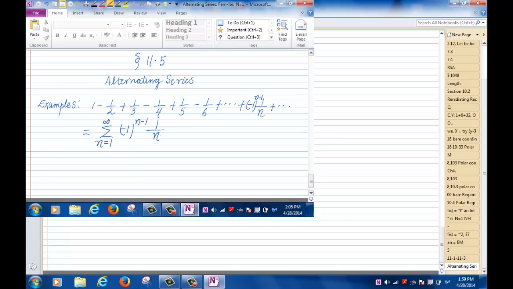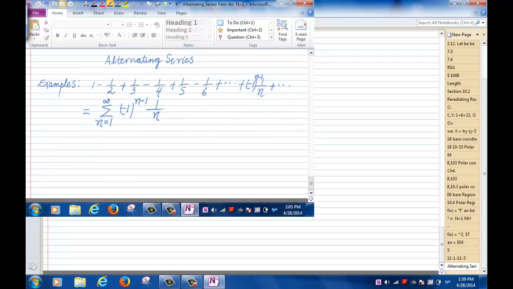So this is an example of an alternating series. So what is an alternating series? Well, it's a series where the signs of the terms are alternating, basically. So it's a series of terms with alternating signs. Let me give you another example.